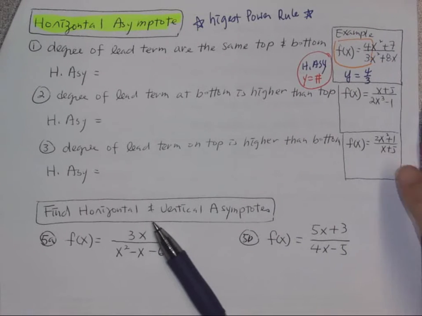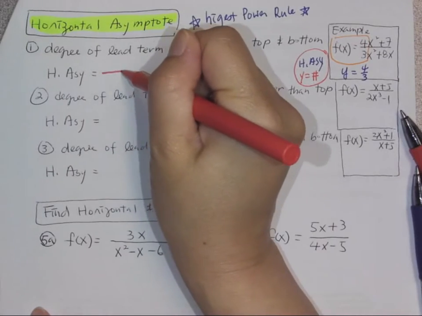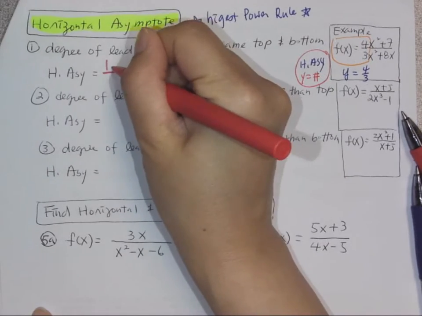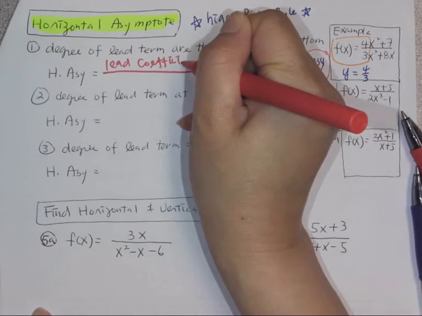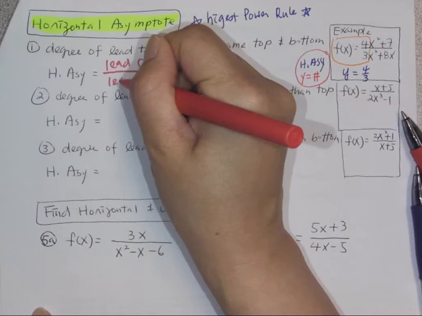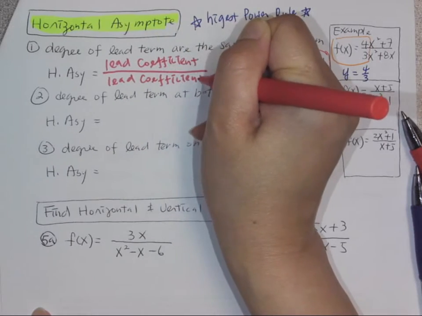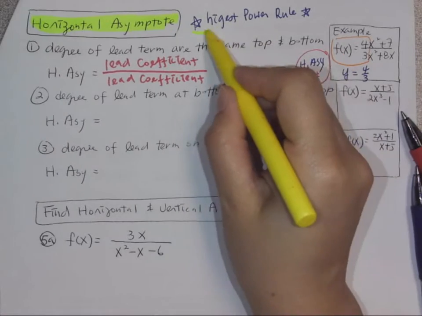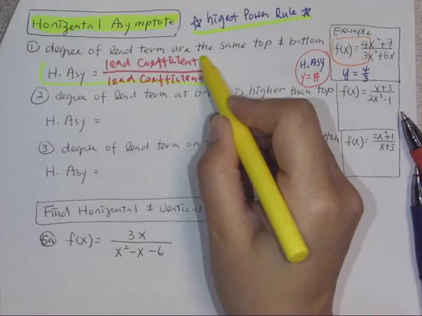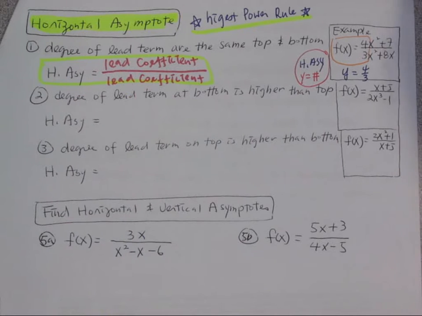So when you have the degree top and bottom are the same, your horizontal asymptote is going to be the leading coefficient on top over the leading coefficient at the bottom. So that's one of them. And that's pretty much the main rule we are going to follow to find horizontal asymptote.